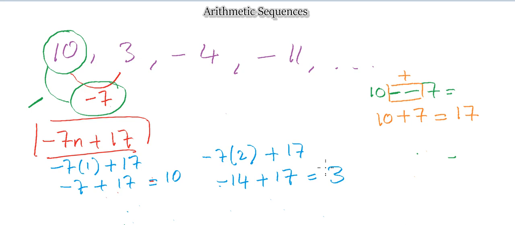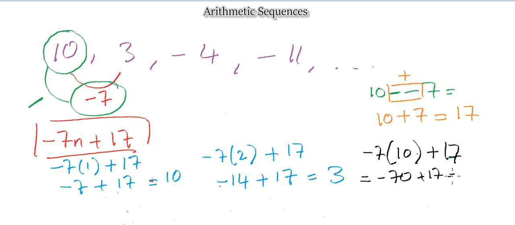So just for the sake of it, let's find the 10th term. So minus 7 times the 10th term, plus 17. That gives me minus 7 multiplied by 10, minus 70, plus 17, and that should give me minus 53, and that would become my 10th term. So nice and easy, pretty straightforward.